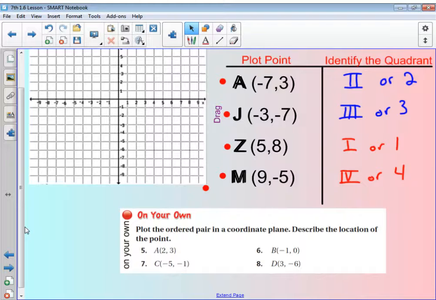Okay, so on your whiteboard, plot the ordered pairs in the coordinate plane. Describe the location of the point. So in other words, give the quadrant. Okay, so go ahead and pause your video, plot these points, put the letters next to them, and then start your video up again to check yourself. So you can pause your video now and plot those.